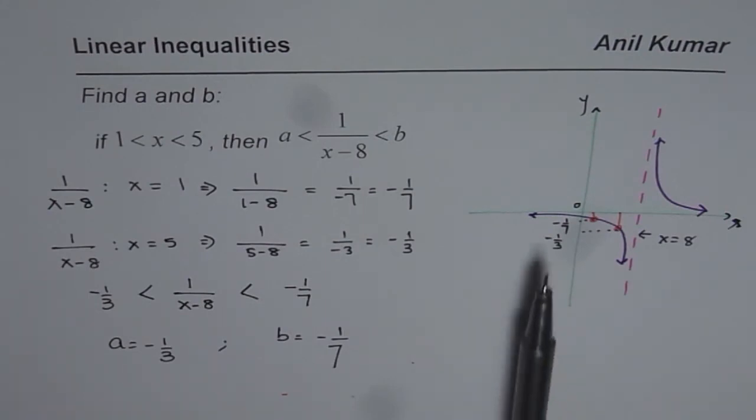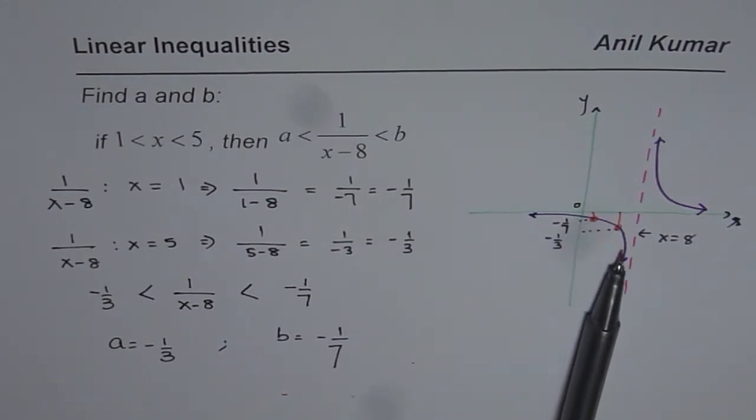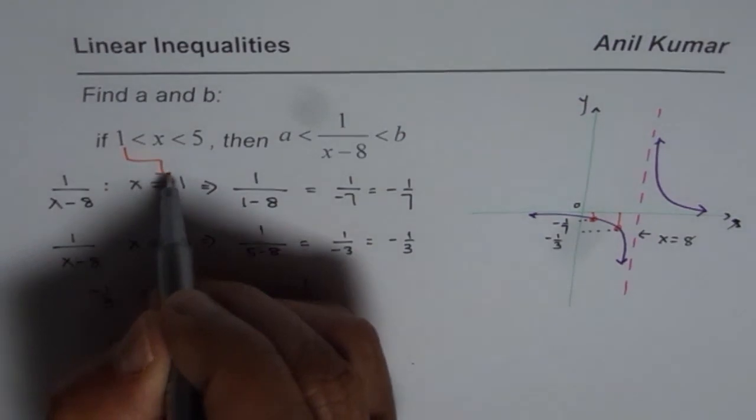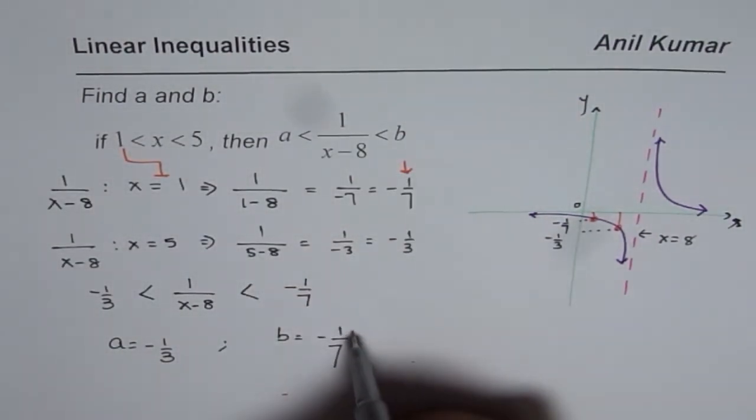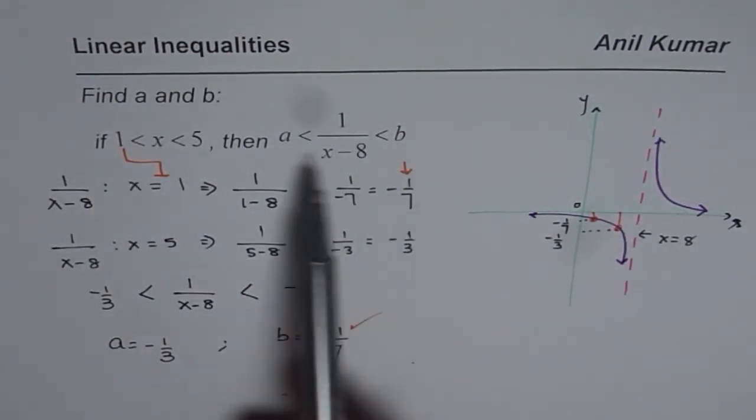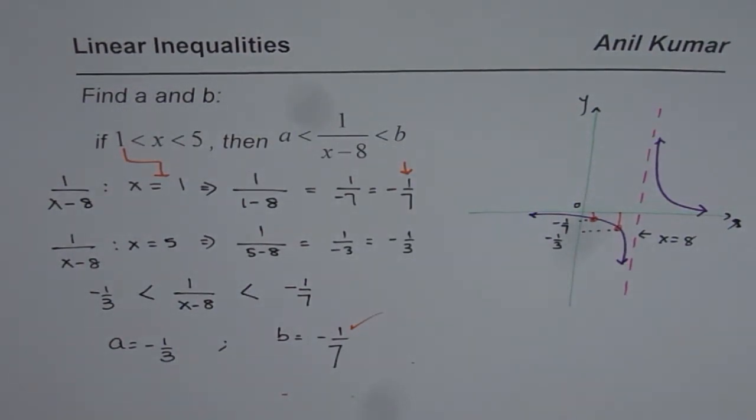Now since the graph is decreasing, what we will notice is that the value which was here, 1, actually is for B. So it kind of flips. This is important to understand.